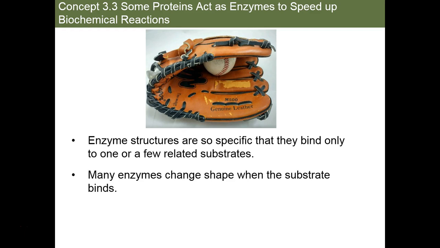An enzyme structure is so specific that it will only bind to one or a few substrates. This is due to the primary structure and how the amino acids interact with one another, as we saw in our last lecture.